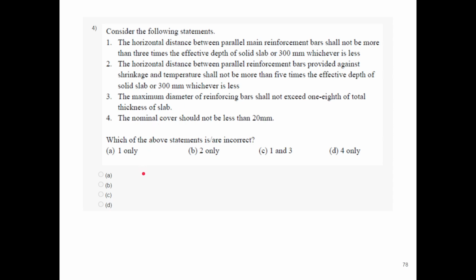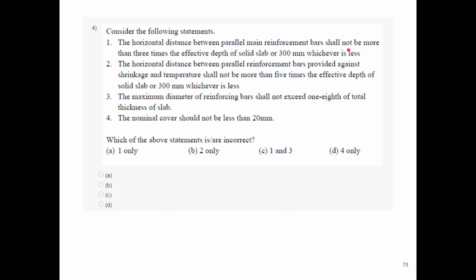the nominal cover should not be less than 20. Okay, so four is correct. Nominal cover should not be less than 20 unless it is mild steel and maximum diameter is less than or equal to 12. So it should always be 20, other than for bars of diameter less than or equal to 12 under mild exposure. So four is correct. The maximum diameter of reinforcing bar shall not exceed 1/8 of total thickness of slab, so this is also correct.